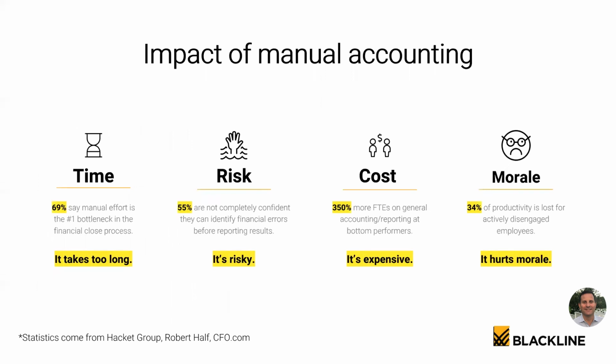And why isn't it sustainable? Well, it really boils down to four things: time, risk, cost, and morale. The time your team dedicates to manual tasks becomes a bottleneck. It causes your month-end close to take longer and longer to complete. And it's risky to complete tasks manually in Excel because it's hard to prevent mistakes. And that can lead to inaccurate financial reports or forgetting to do key tasks.